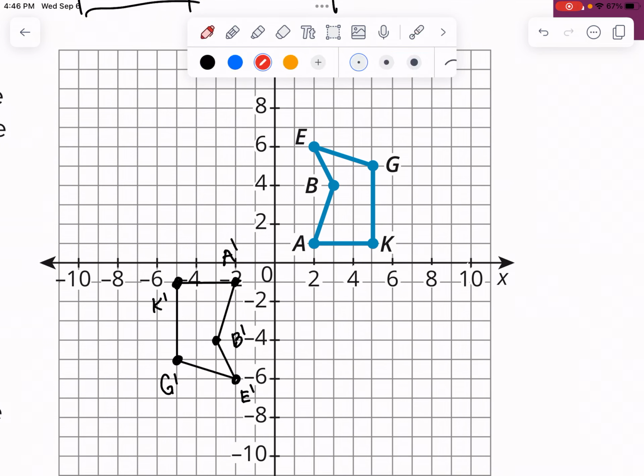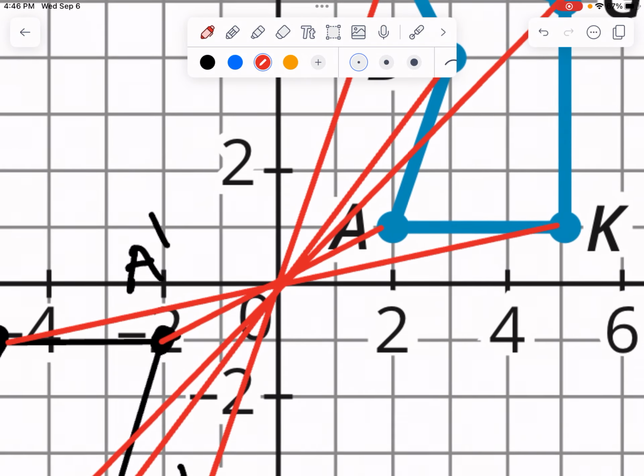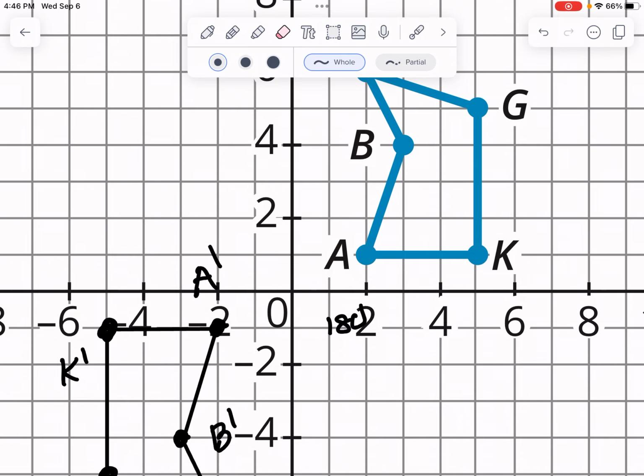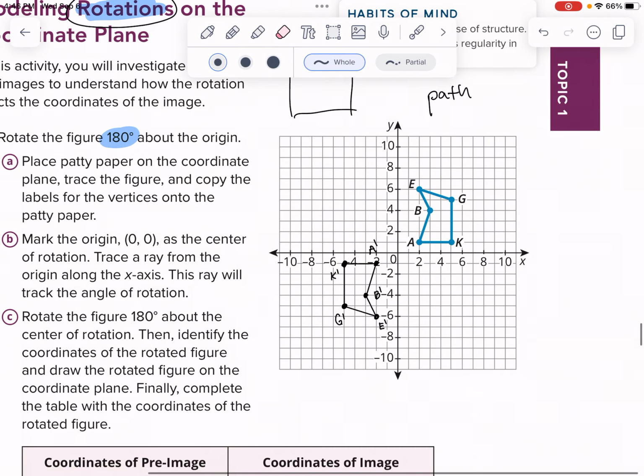This next part I don't want you to draw, but I want you to notice something. If I connect corresponding parts, so like A prime to A, B prime to B, G prime to G, let's see if I can get that right, K prime to K, and E prime to E. I don't know if you notice this, but they all cross through the origin. And with the origin itself, they form a straight line of 180 degree rotation. Like I said, I don't want you to draw that, so I'm going to get rid of this. But that's just an observation that I want you to notice.